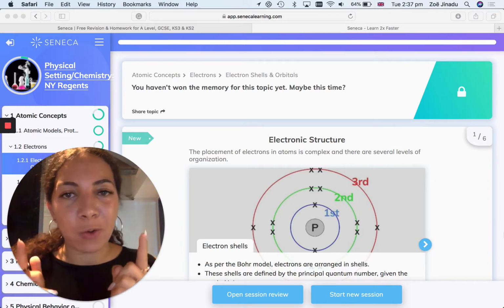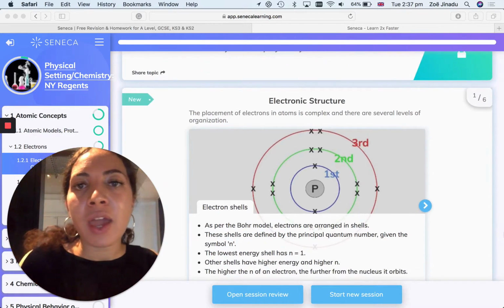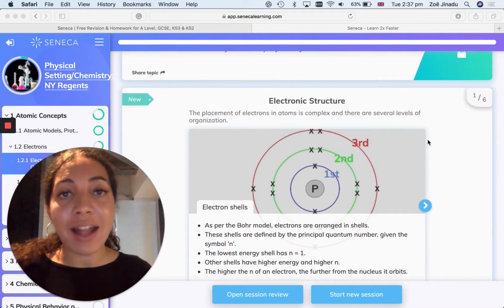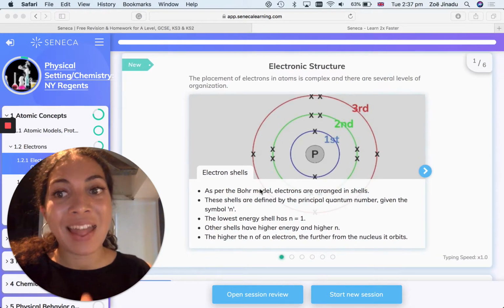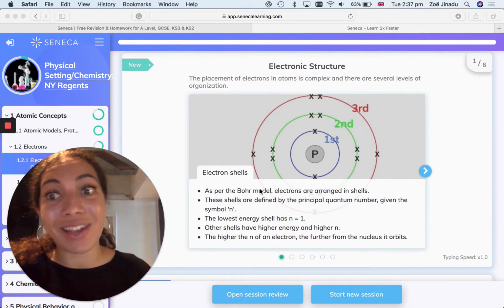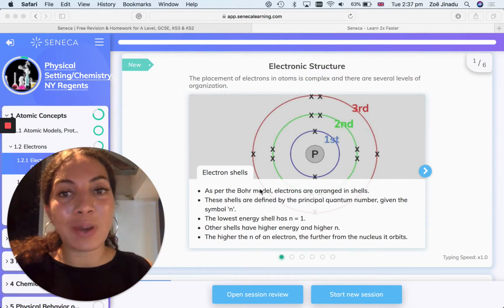Electron shells and orbitals. Let's start. So, the placement of electrons in atoms is complex and there are several levels of organization. Several levels of organization. That's the kind of organization we endorse.